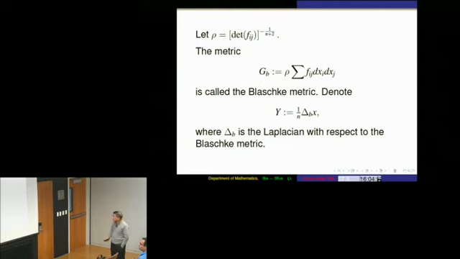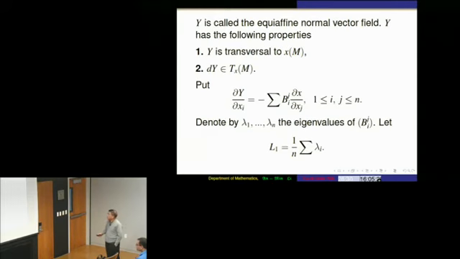Sometimes we also consider another metric. We introduce a notation: rho is the determinant of f_ij with some power. Now this is a metric, and this metric is called the Blaschke metric. We denote Y equal to delta_B x over n, where x is the position vector field and delta_B is the Laplacian with respect to the Blaschke metric. The vector Y is called the equi-affine normal vector field.